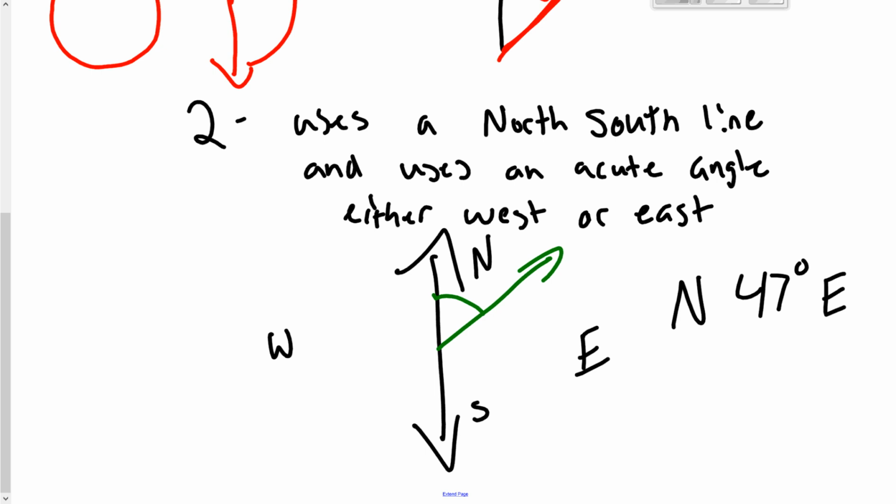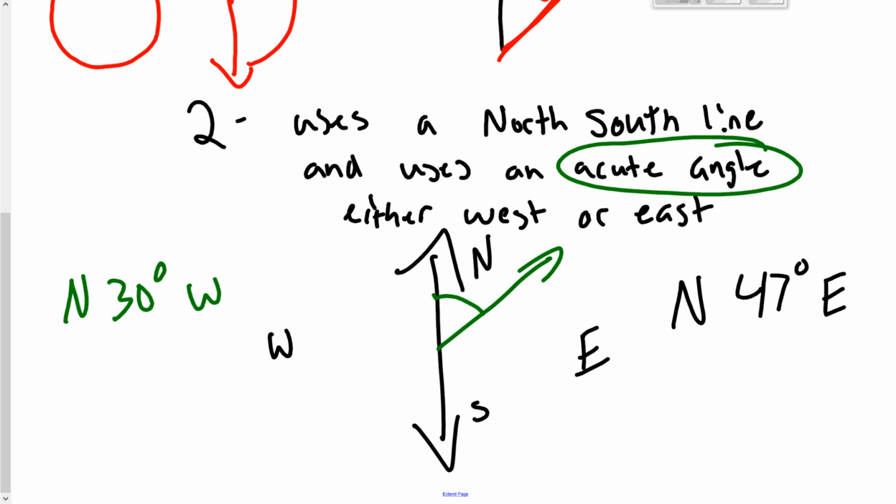It could be north, say, and these ones are an acute angle. So it's always from a north-south line, and it's always an acute angle going either east or west. So it could be north, say 30 degrees west. So it looks something like this, like in blue. So 30 degrees would be right there. So I'm going off of the north line, I'm going 30 degrees, and I'm going towards the west. So that's the direction. That would be my bearing.